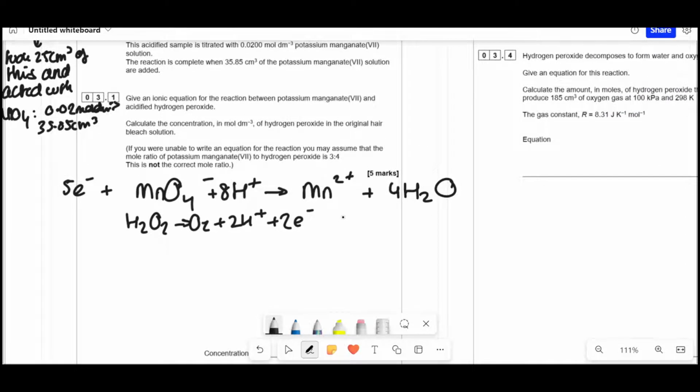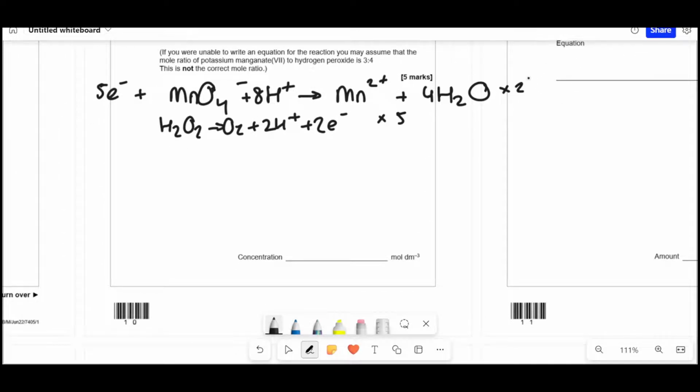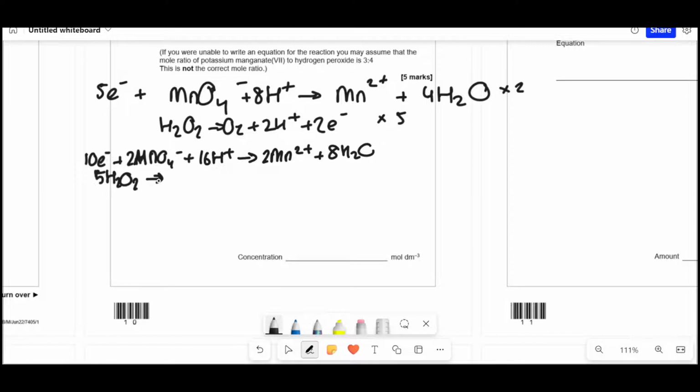So we need to balance the electrons to combine them. What we're going to do is times the first by 5, and times the second by 2, and then combine them. So if we do that, we now have 10e minus plus 2MnO4 minus plus 16H plus goes to 2Mn2 plus plus 8H2O. And then we're also going to have 5H2O2 goes to 5O2 plus 10H plus 10e minus.